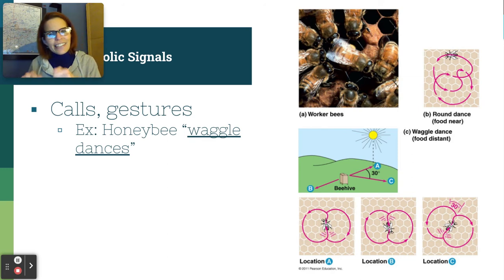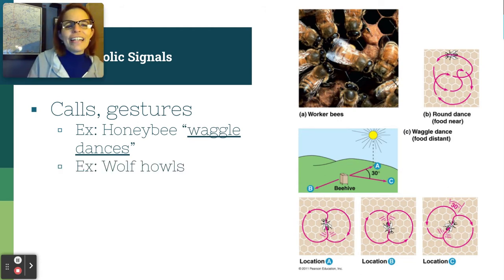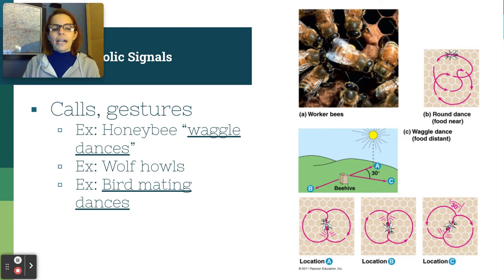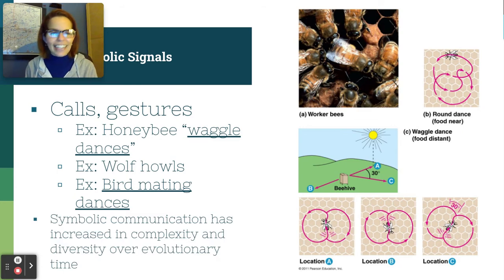They do dances, and the direction that they dance and the turns that they make and how many times they wiggle their butts, that sends the message to this captive audience around them, and it tells them whether they need to fly straight out or turn left and how far they need to go in order to find that source of pollen. Another example are calls or wolf howls, of course. Bird mating dances are another example of symbolic signals. Definitely take a look at that video because they're fascinating.